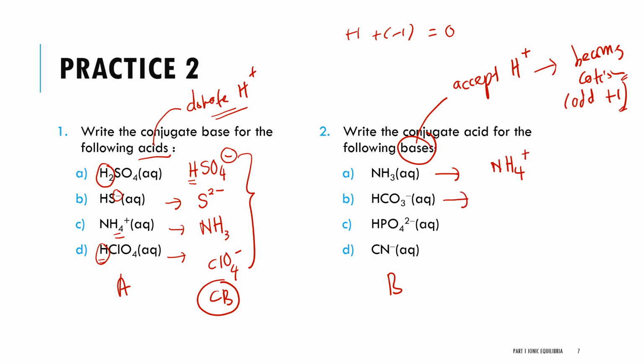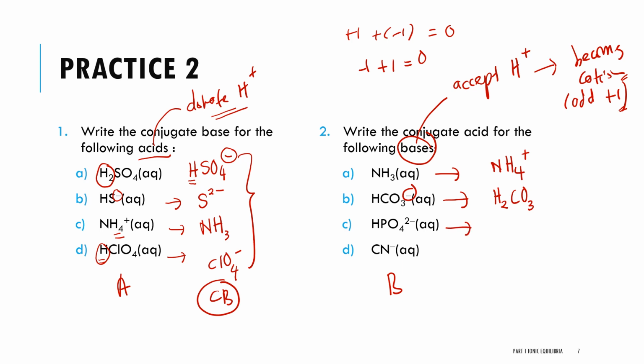Okay, HCO3 minus, a base. What does a base do? It adds a proton. So it will become H2CO3. How about the charge? -1 plus 1, so you will get zero charge. H2CO3. Okay, can you see that?